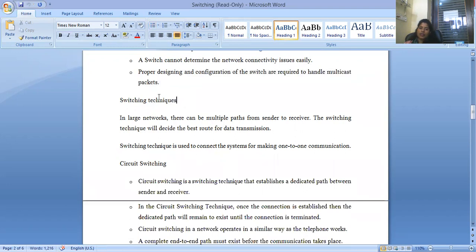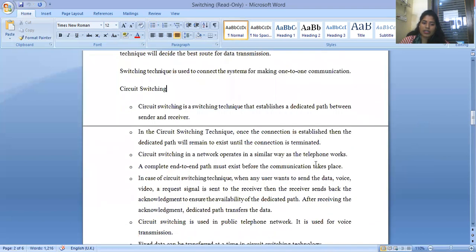So there are several switching techniques. What are the switching techniques? In a computer network, there can be multiple paths from sender to receiver. The switching techniques decide which path or route will be best for the transmission of the data packets. The first is circuit switching. What is circuit switching basically?